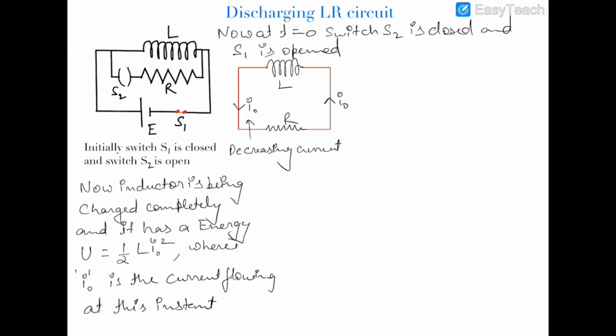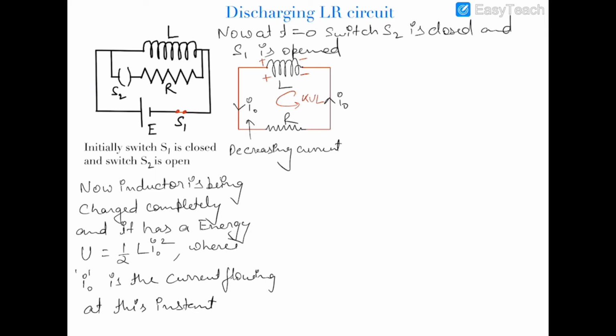So if this current is decreasing, then the polarity of the inductor would be in such a way as to support this current, because the EMF induced would oppose the decrease of this current, and hence it would try to increase the current. Therefore the polarity would be like that, because plus will induce more current and it will support the current.